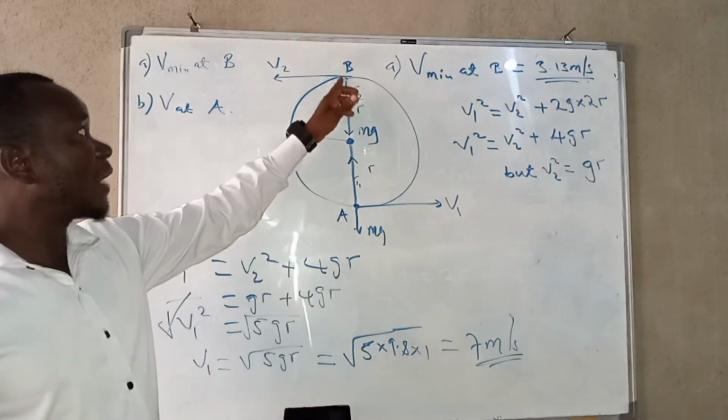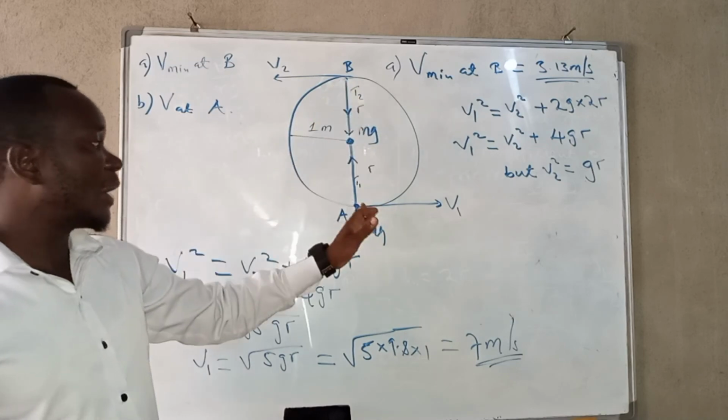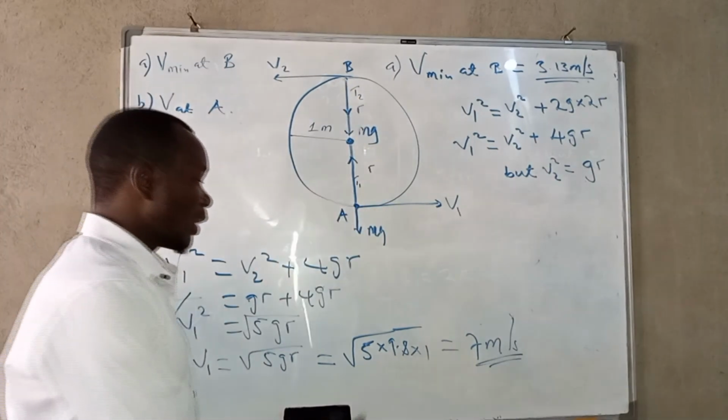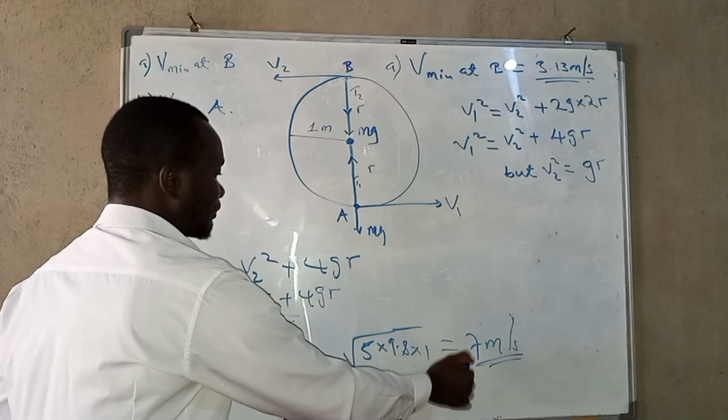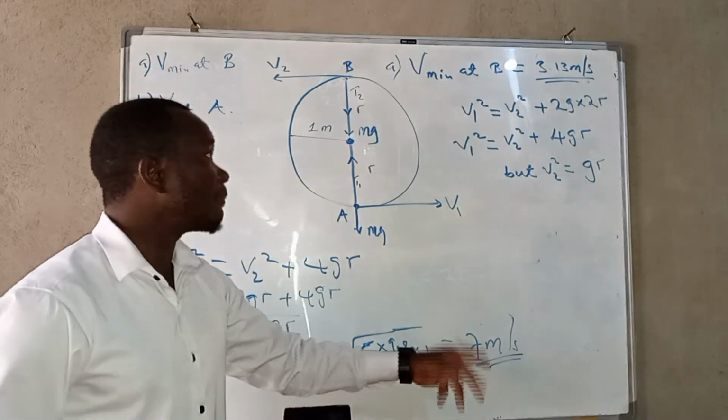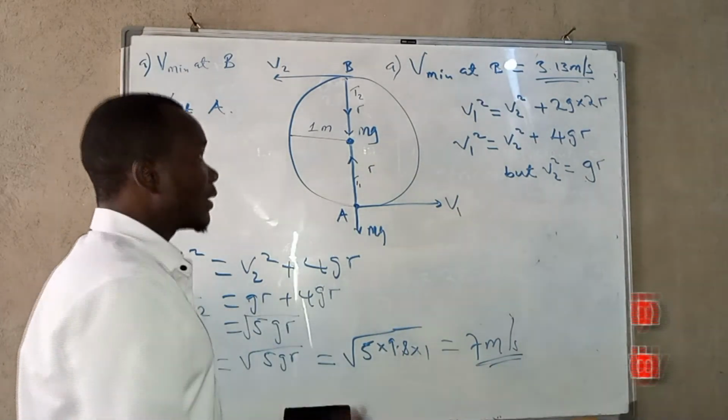If the speed at the highest point is the minimum, then at the lowest point it is going to be this velocity. So this is how this question must be answered.